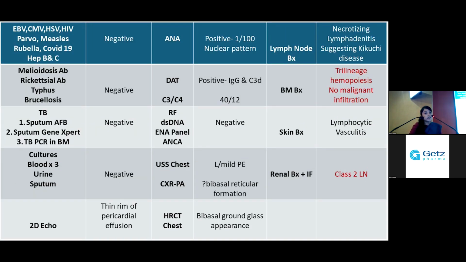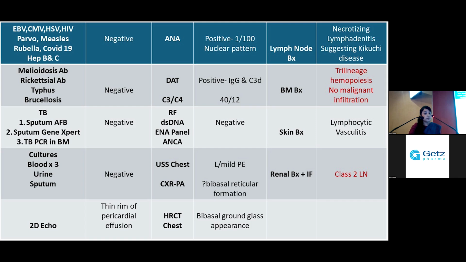So moving on to the other investigations, as the patient had the history of PUO, his viral screening, including EBV, CMV, HSV, HIV, and the other viral screening was negative. And melioidosis antibodies, rickettsial antibodies, typhus screening, brucellosis, all were negative. And the TB screening remained negative. And all the cultures, including 3 blood cultures, urine, and sputum, remained negative.